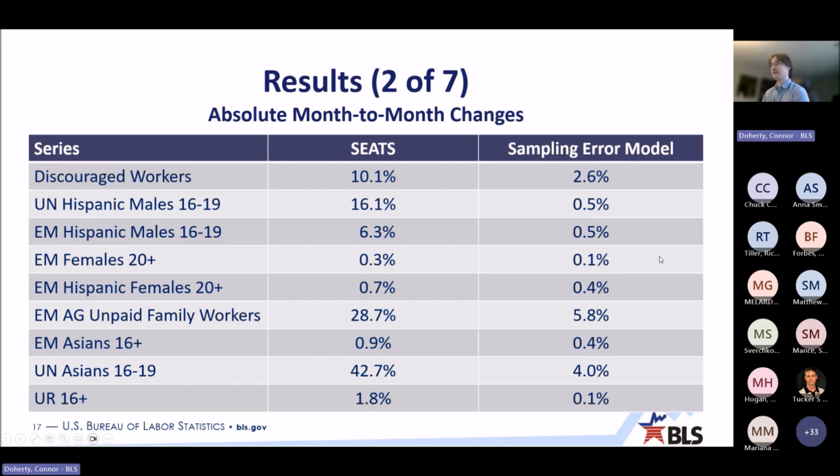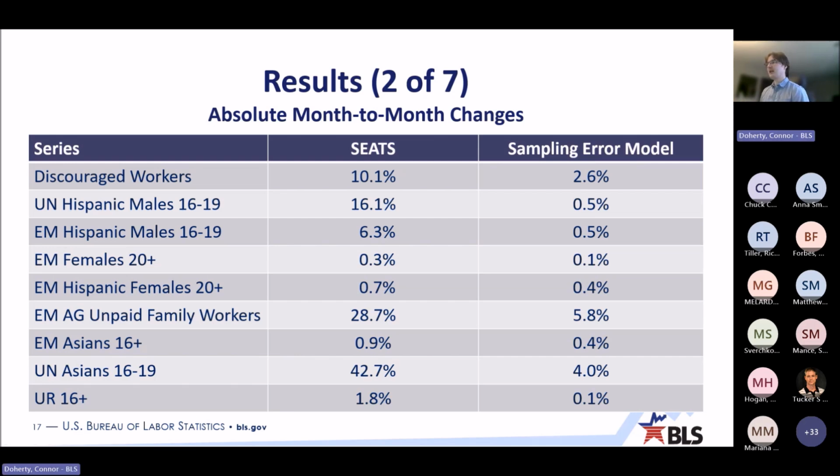Some of these series, though, have huge improvements from one model to the next. Specifically, these first 2, discouraged workers and unemployed Hispanic male teenagers, we see a huge gain in our month-to-month changes here. And then the same thing down here with employed agricultural unpaid family workers and unemployed Asian teens. Those 2 also saw a huge decrease in those month-to-month changes.